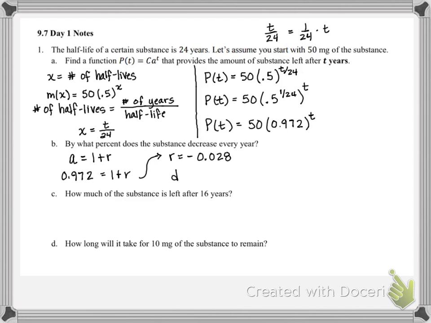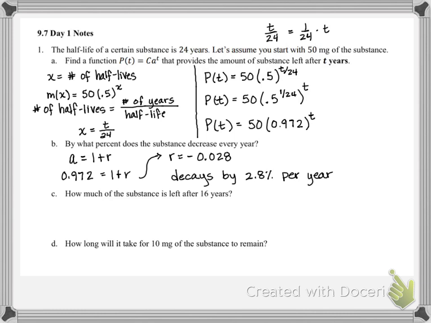So it decays by 2.8% per year. And if we think about it, that 97.2% represents how much we have left, right? So if I start with 100% of the substance, then after a year I have 97.2% of it left, which means that I lost 2.8% of it. Does that make sense?